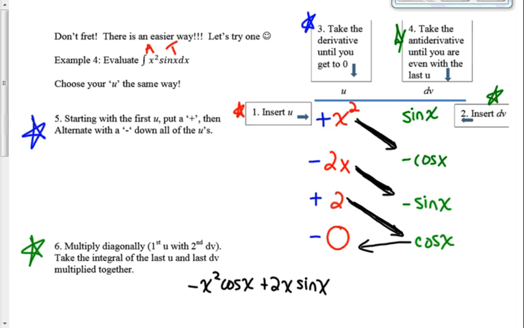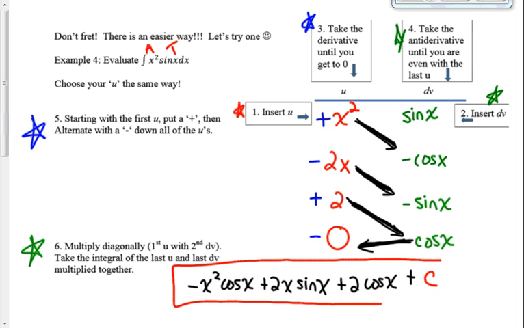And then I have positive 2 times cosine of x, plus 2 cosine of x. And then I have plus or minus cosine of x times 0. So it would be the antiderivative of 0, which is just 0. So I don't really write that one down. That's just my check to make sure that I'm finished. So I really just need to write down that I'm adding a constant because I'm finding an antiderivative. And that is integration by parts.